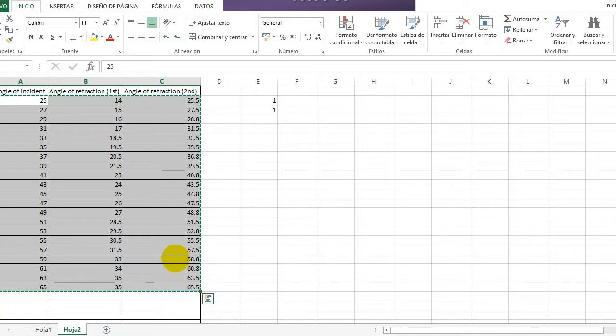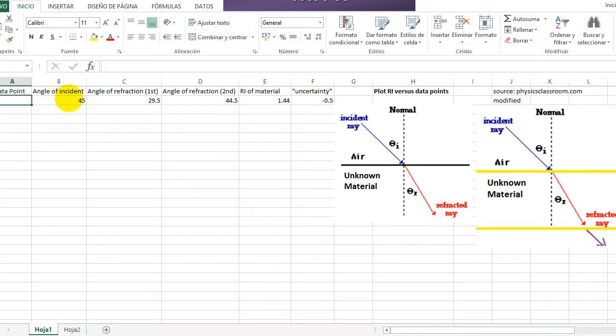So I'm going to take all of this information and copy it. You can copy by doing Control-C. Take all of this information and copy it and move it into this data table.